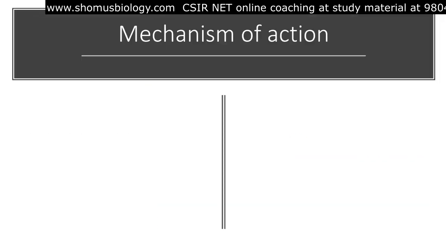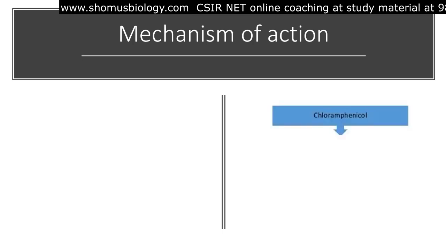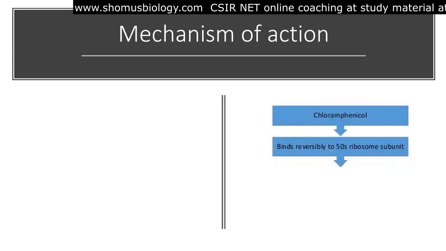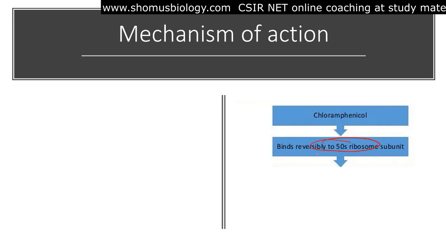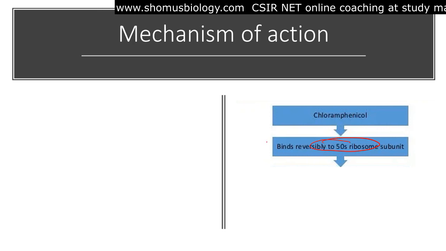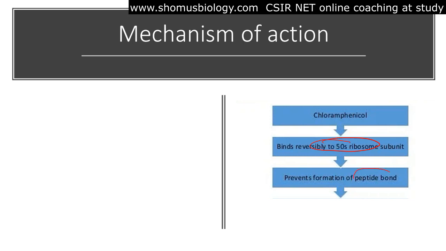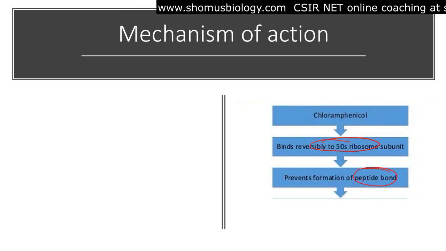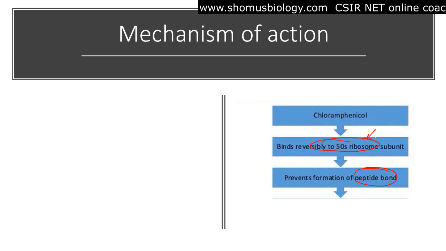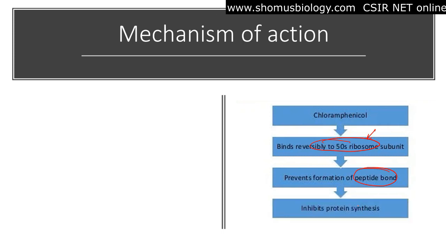What is the mechanism of action of chloramphenicol antibiotics? Chloramphenicol binds reversibly to the 50S subunit of the protein synthesis complex of the bacteria, and it prevents the formation of the peptide bond. So the formation of the peptide bond, that is a transpeptidase reaction, is prevented because of the binding of the chloramphenicol antibiotic to the 50S subunit of the bacterial ribosome, and that leads to the inhibition of protein synthesis.